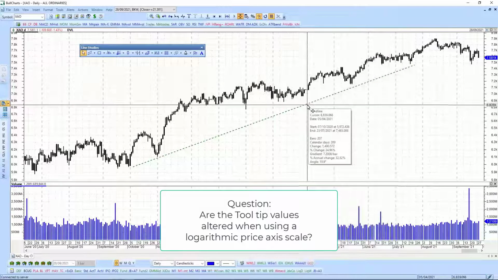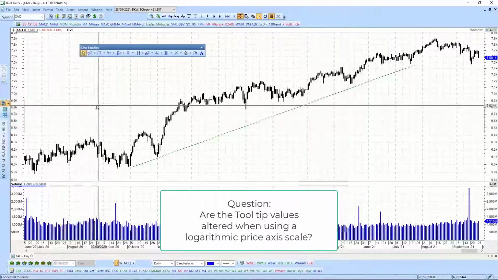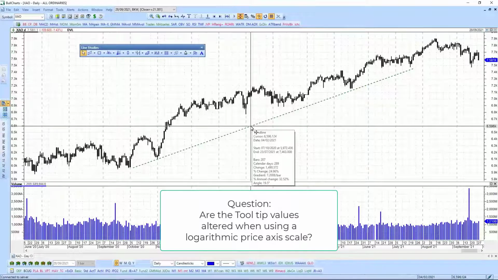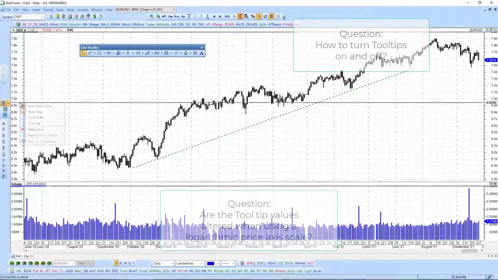Not sure, let's make a mental note. Write these numbers down. The percent change there is 24.96, almost 25. If I turn semi-log off, is it still the same? 24.96% change, still the same. So I think the answer is, yeah, whether log scale is on or off makes no difference, you get the same answer.